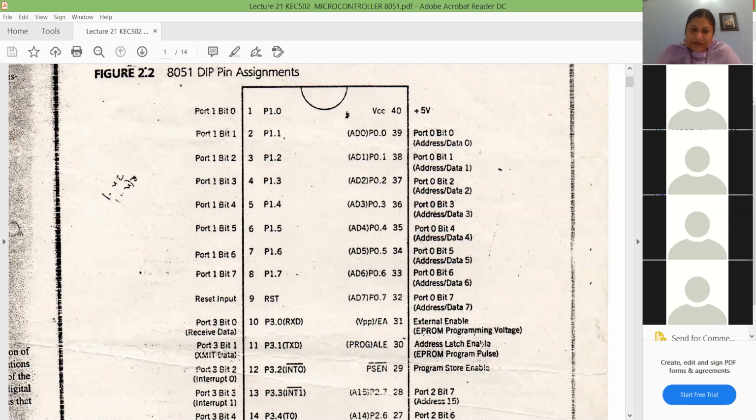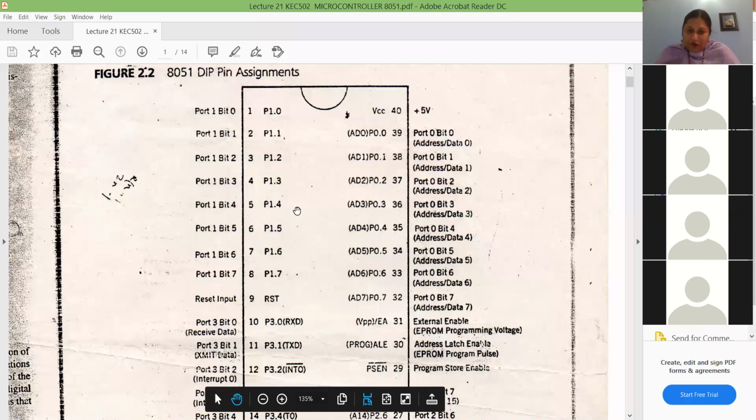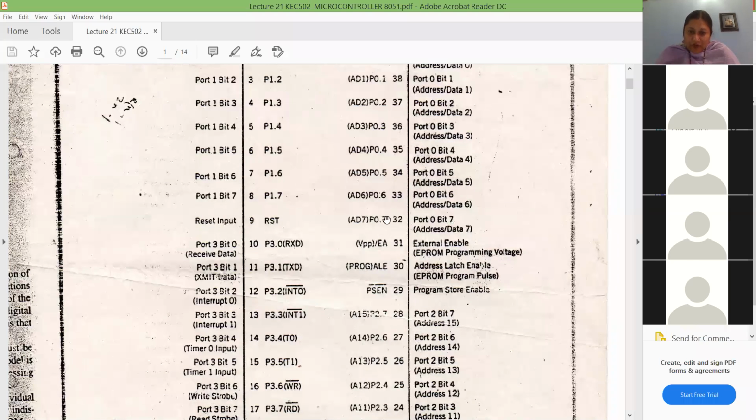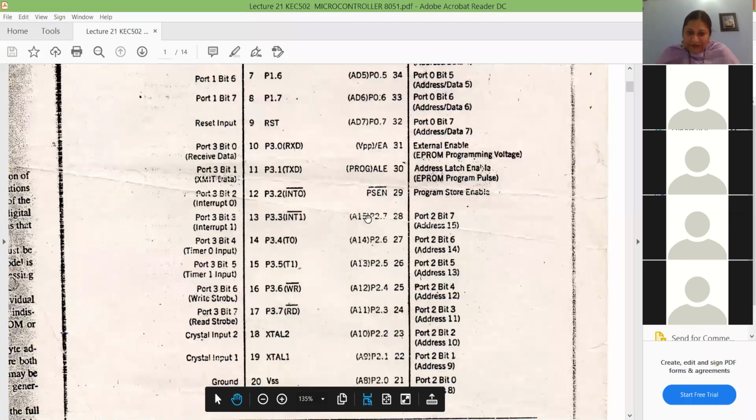Okay. Then we'll see the features of this 8051 microcontroller. You have 4 internal ports. Port 0 is an 8-bit port. Then you have port 1, which is also an 8-bit port. Then you have port 2, also an 8-bit port. You have port 3, also an 8-bit port. So 4 8-bit ports are there.